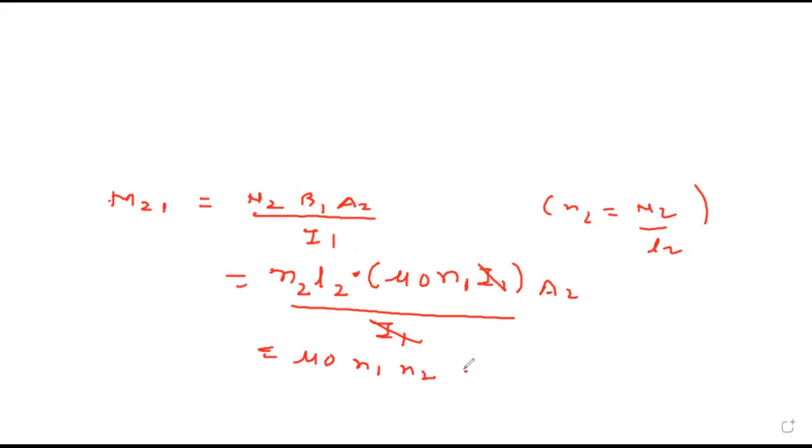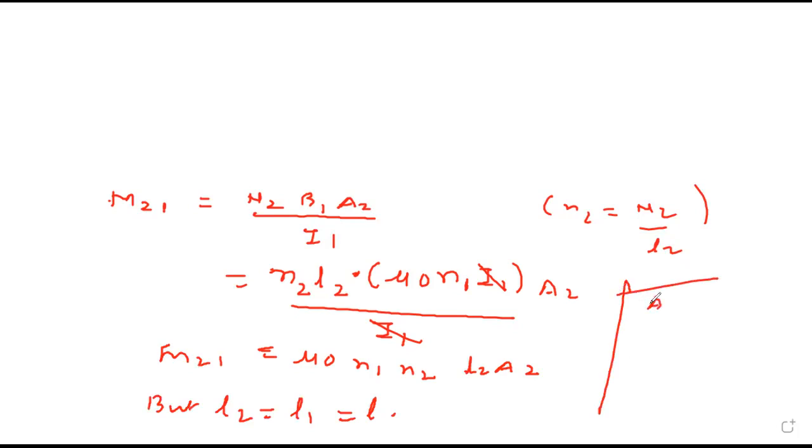So we get mu naught N1 N2 length L2 into area A2 is the mutual inductance. But L2 is the same as L1, equal to L, and A1 is the same as A2, because one coil is wound on another, so we have to take the same radius even though they say R1 and R2. So A1 and A2 are the same, we can take A. M21 is mu naught N1 N2 A L.